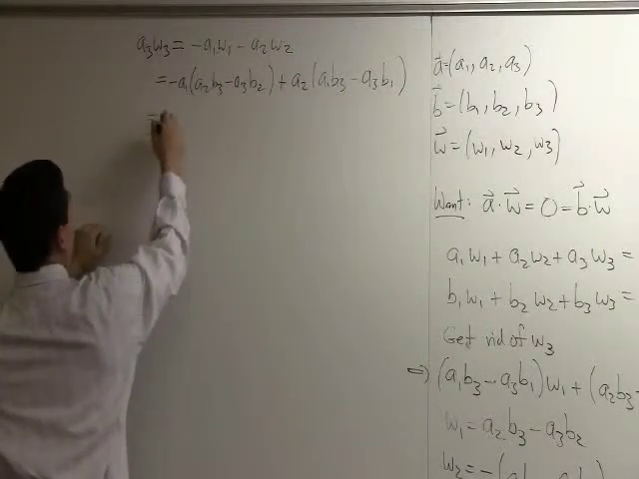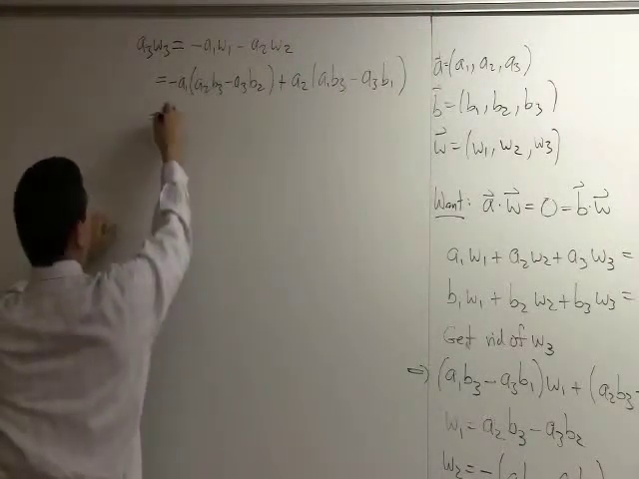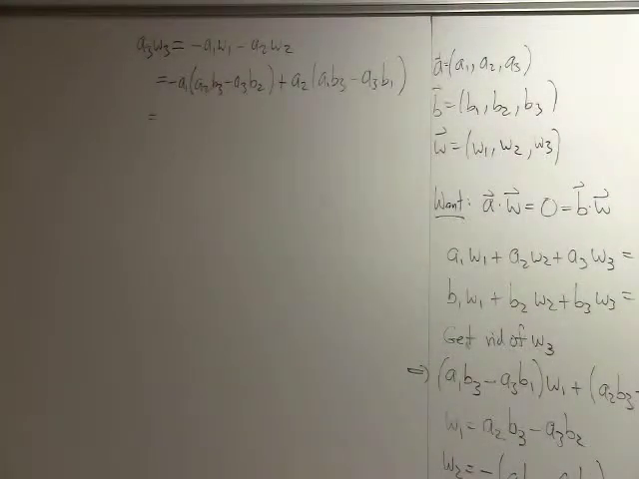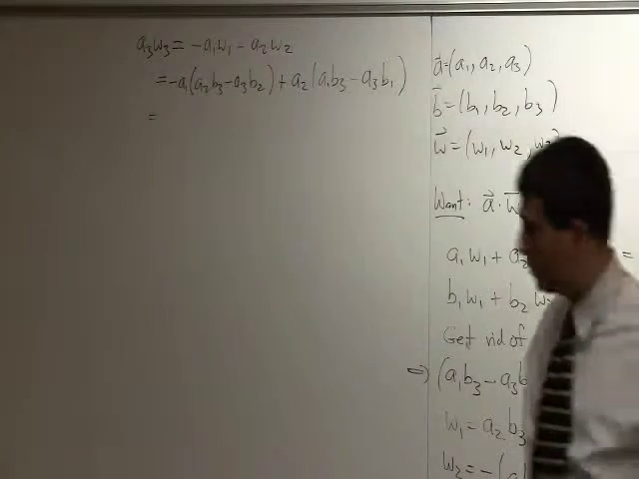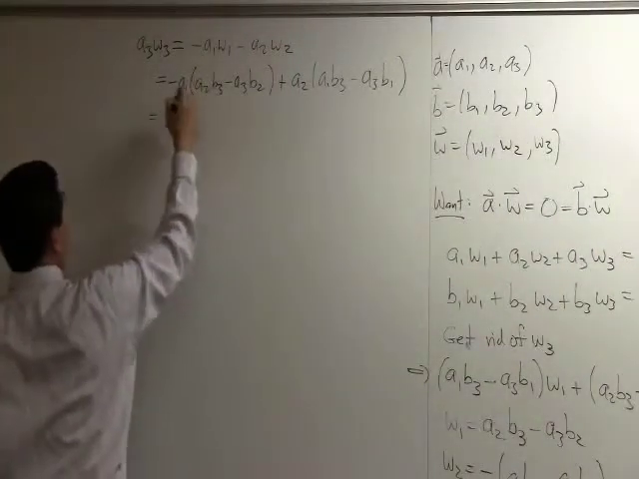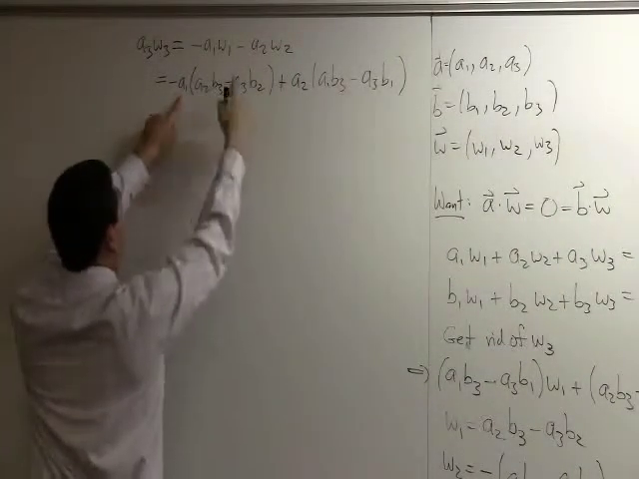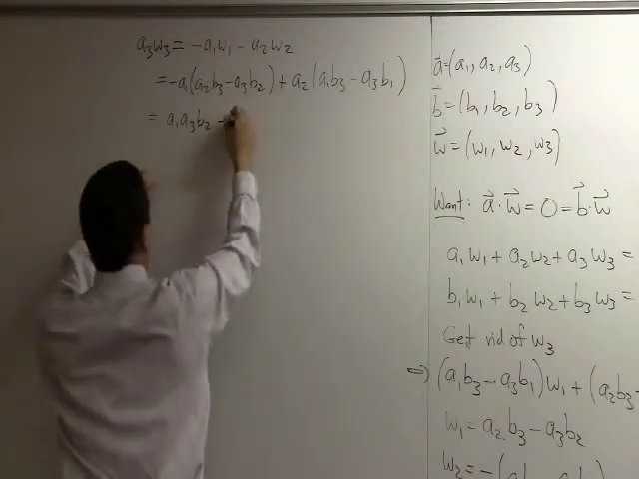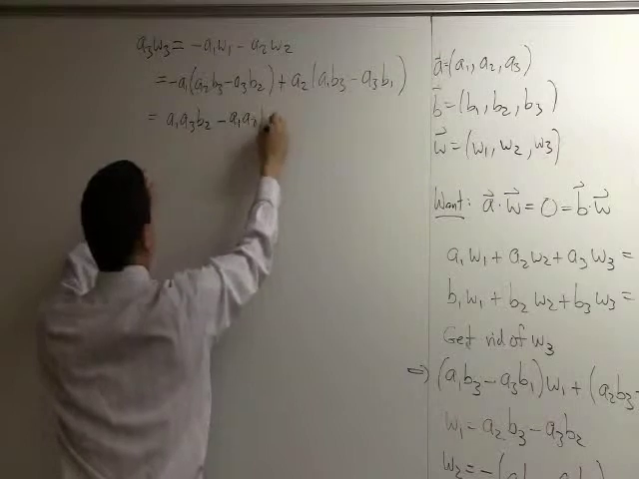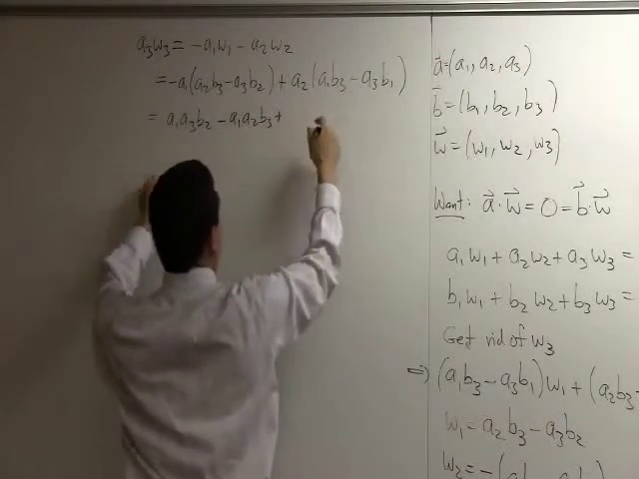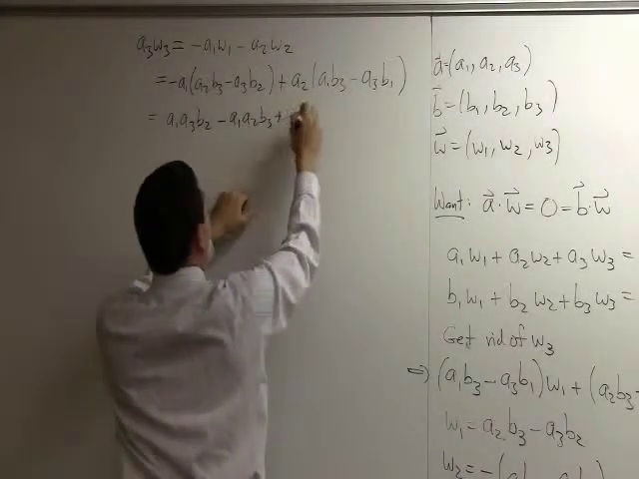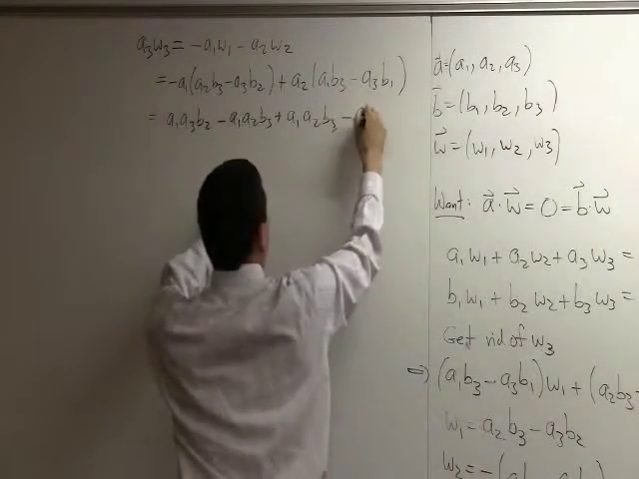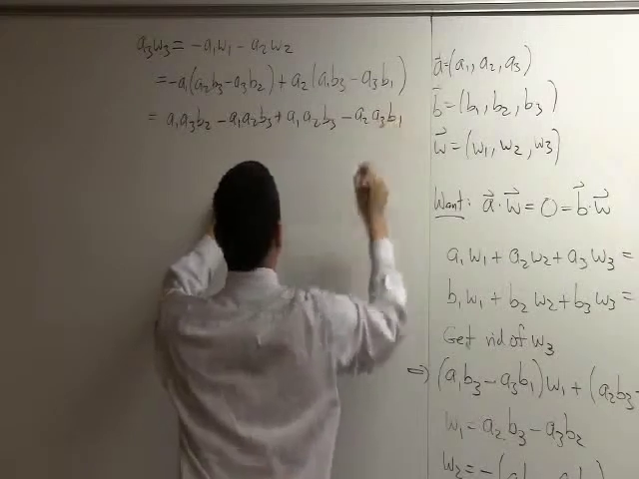So, and then, let's see, do I want to write it out? I can't remember if I want to write that out. Yeah, I do. Let's write this all out. So you get A1, A3B2 minus A1, A2B3, plus A1, A2B3 minus A2, A3B1.